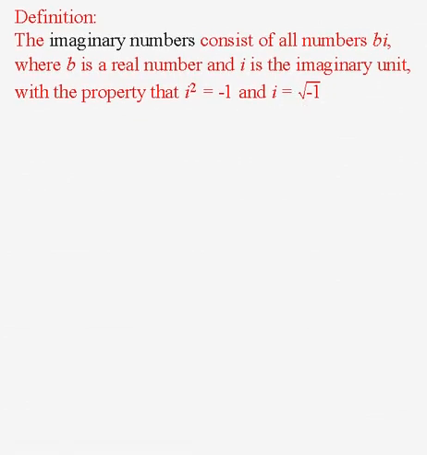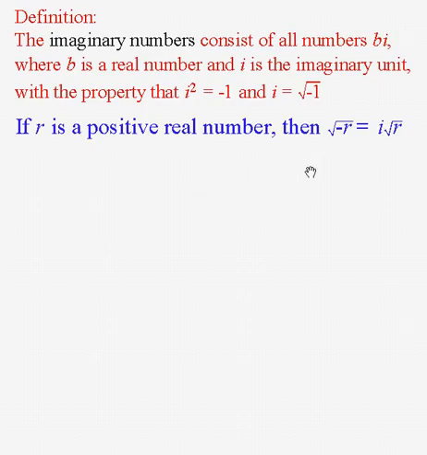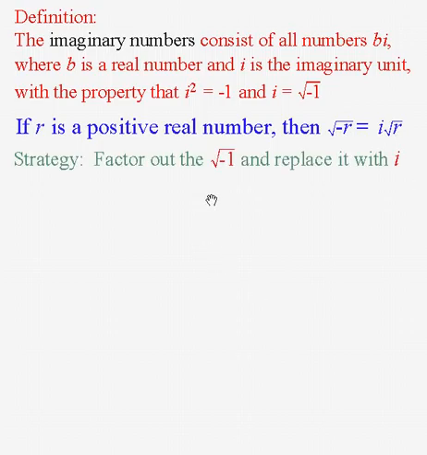but will now exist in imaginary numbers as the imaginary unit i. So if we have the square root of a negative number, we're going to factor out the square root of negative 1 and convert that to i, the imaginary unit, and then have the square root of the rest of the radicand itself. So our strategy is to factor out that square root of negative 1 and replace it with i.